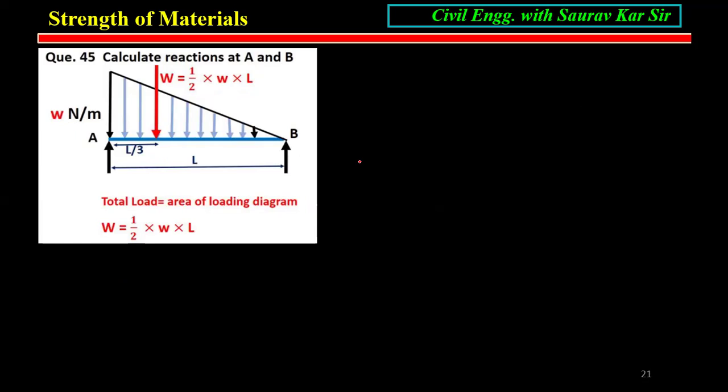Now for UVL, I already told you that here is the total load. First, always calculate the total load, because when you have to find the reactions at the supports, first you need the total downward load. Okay, capital W, that is half into base into height, half into W into L.